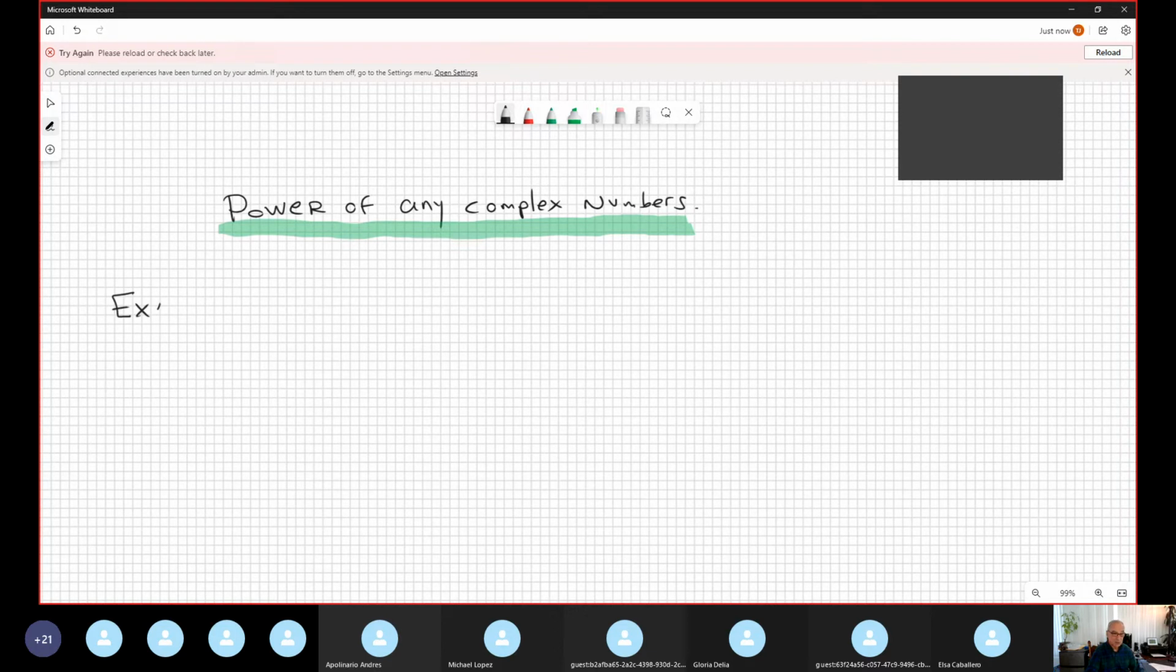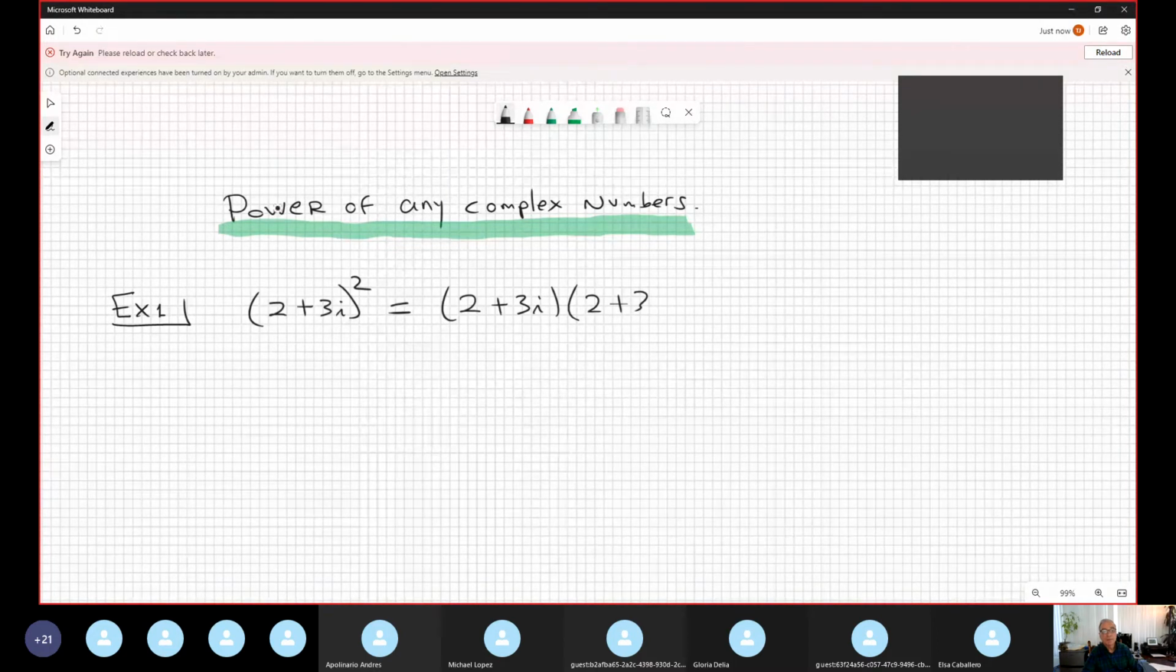Example 1 is easy. Suppose I have 2 plus 3i squared. It's a power, a square power, second power. If this were a cubic power, it would be too long. But since this is second power, you multiply 2 plus 3i times 2 plus 3i, and you FOIL.